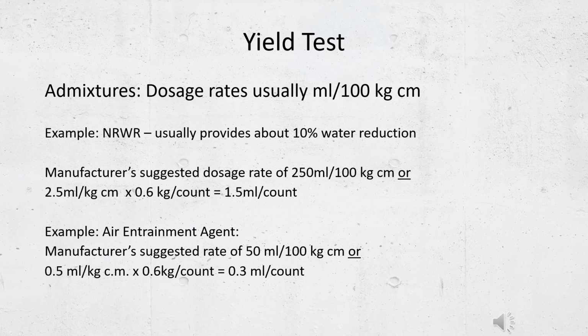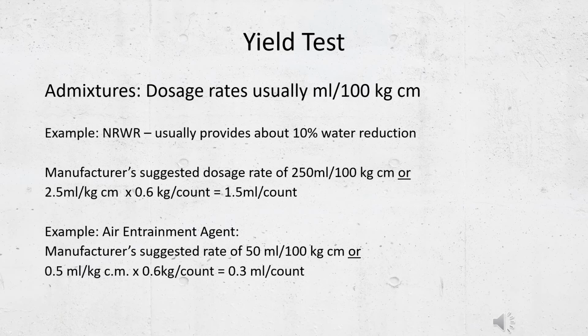For example, a normal range water reducer, which most concrete producers use and usually results in about a 10% water reduction, might be recommended by the admixture manufacturer to be dosed at a rate of about 250 mils per 100 kilograms of cementing materials, or in other words, 2.5 milliliters per kilogram.